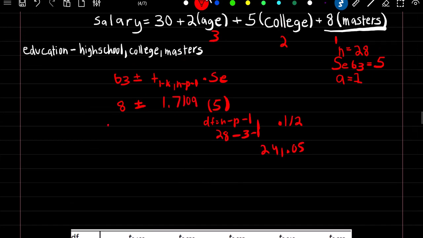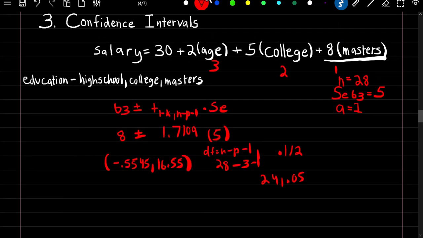So we plug in and solve, and we get a confidence interval of negative 0.5545 to 16.55. What this is saying is that in the population, the salary of someone with a master's is between negative 0.5545 and 16.55 greater than the salary of someone in high school, or the baseline estimate, which you can also gather is not statistically significant because it contains the value 0.